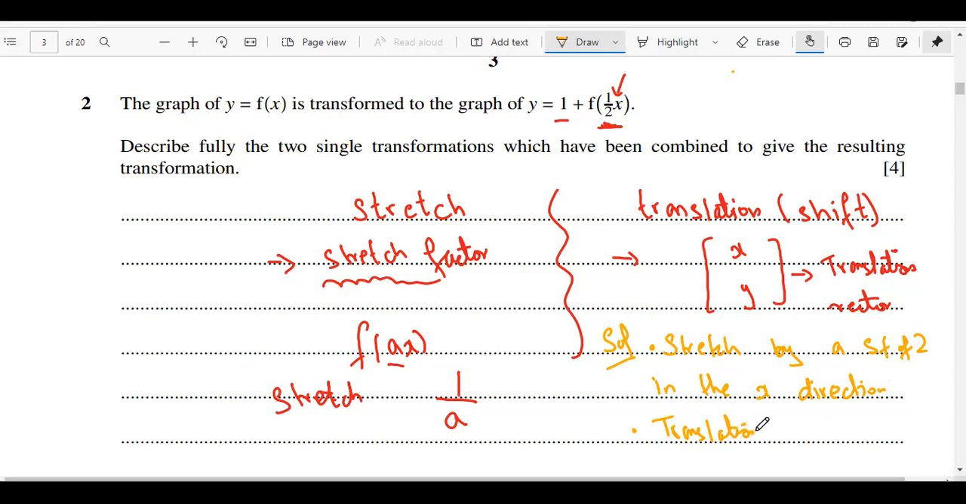Now either you can just write it down as translation or shift 1 unit in the y direction, because we are adding 1. Or you can write down the translation vector. So what would be the translation vector? We are not doing anything with x, so that is 0. We are only shifting in y, so that would be 1, right? So this is going to be the translation vector. So these are your two single transformations, and once we combine both of them, this is what we get.